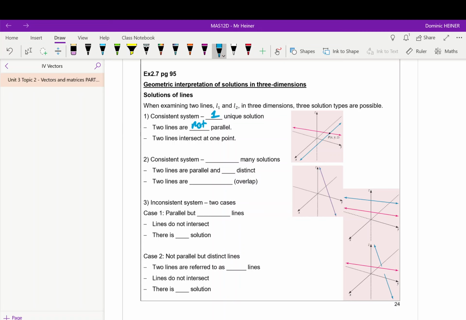A consistent system is also where the lines are completely overlapping. So that has an infinite number of solutions for the distance that the lines go on to. The 2 lines are parallel and not distinct. The 2 lines are what we call coincident, which is a fancy maths word for they overlap.